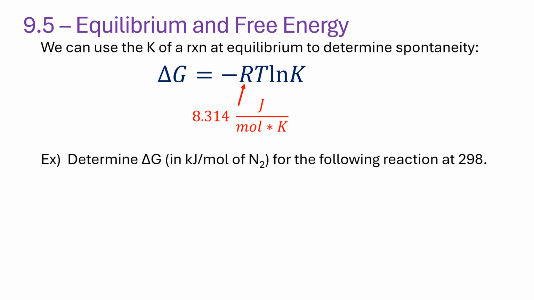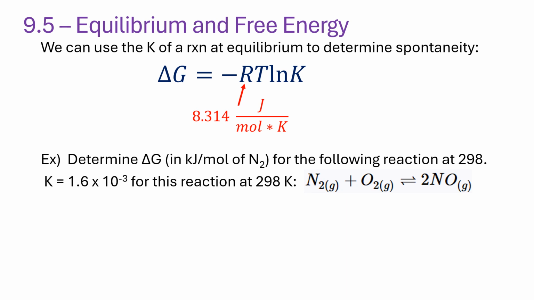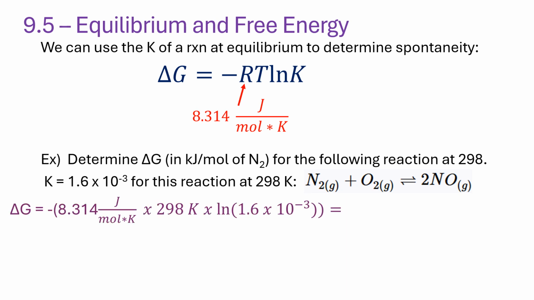All right, so the problem says determine the delta G in kilojoules per mole of N2 for the following reaction at 298 K. And it gives you the value for K, 1.6 times 10 to the minus 3 for this reaction at that temperature. So it's pretty much just a matter of plug and chug into our calculator. We're going to put in the negative, don't forget that negative sign, of our R value times the temperature times the natural log of our K value, which was given to us as 1.6 times 10 to the minus 3. Again, this is temperature dependent.